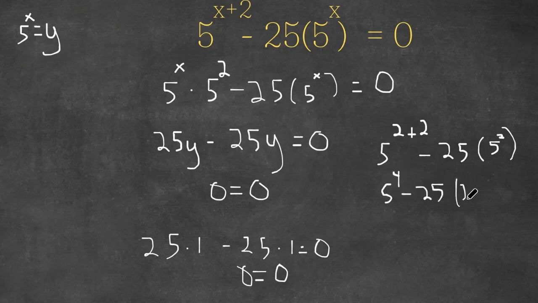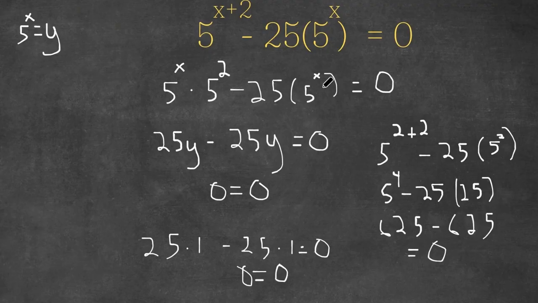times 5 squared, which is 25. 5 to the power of 4 is 625, and so is 25 times 25. And as you can see, 625 minus 625 equals 0. So x has an infinite amount of solutions.